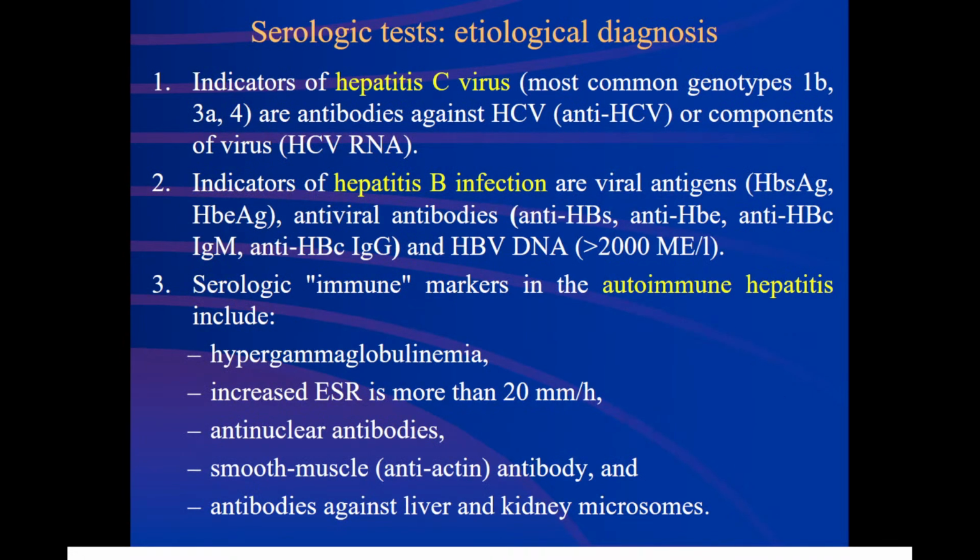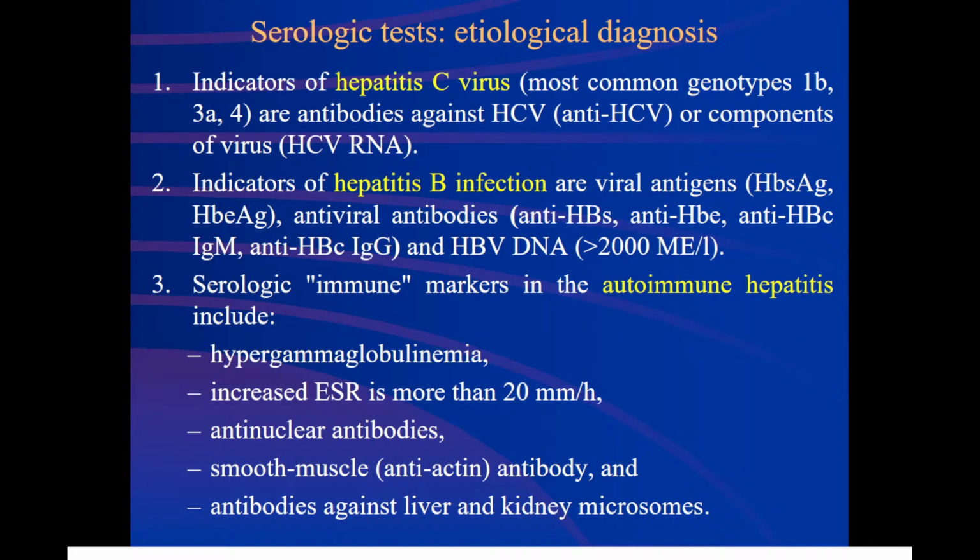So we can do etiological diagnosis, which includes serologic tests. It is helpful for many different diseases. First of all, for viral hepatitis. Indicators of hepatitis C virus, most common genotypes 1b, 3a, and 4, which are more commonly spread in the population, are antibodies against HCV, anti-HCV, or components of the virus, HCV RNA.